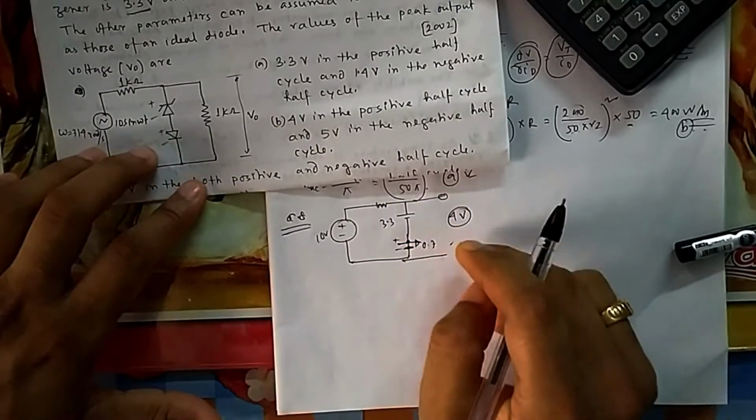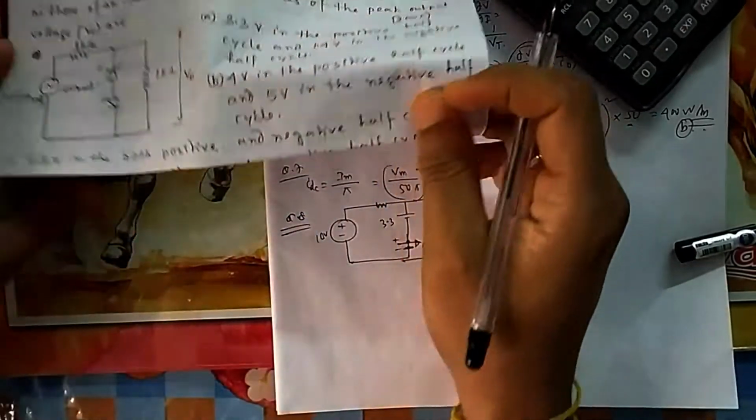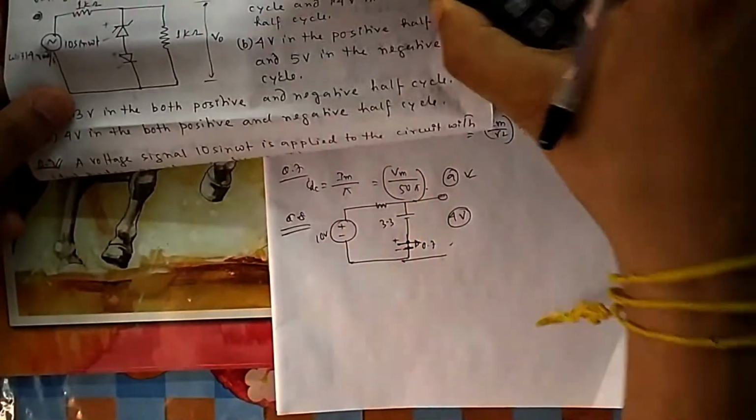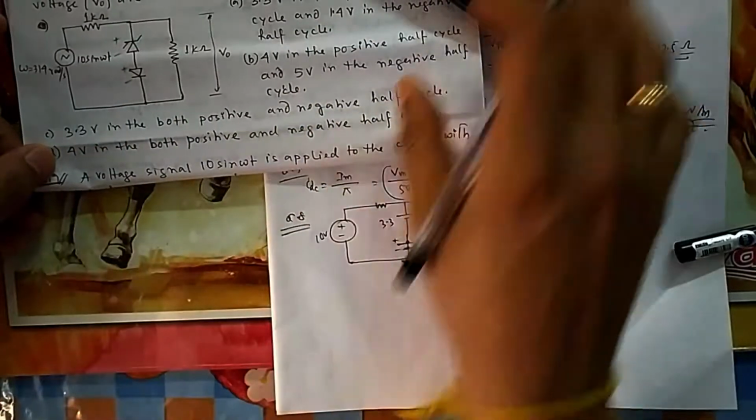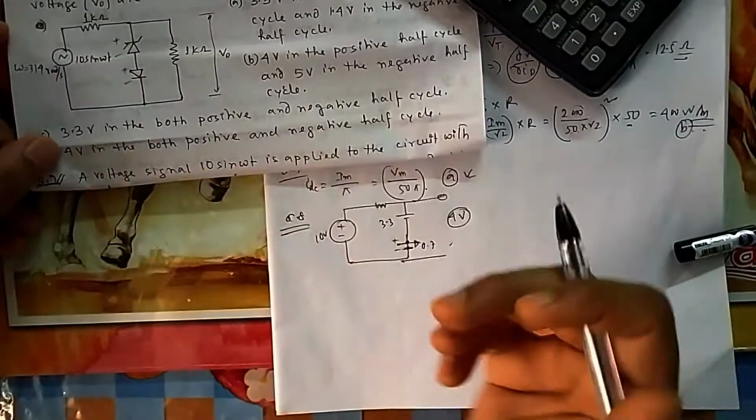So now you can see this one. So for positive half cycle, it will be 4 volt in positive half cycle. Do you have any other option with 4 volt? Yes, this one also. Otherwise, I could have given directly B answer, because there is a D also. It can be now B and D both.